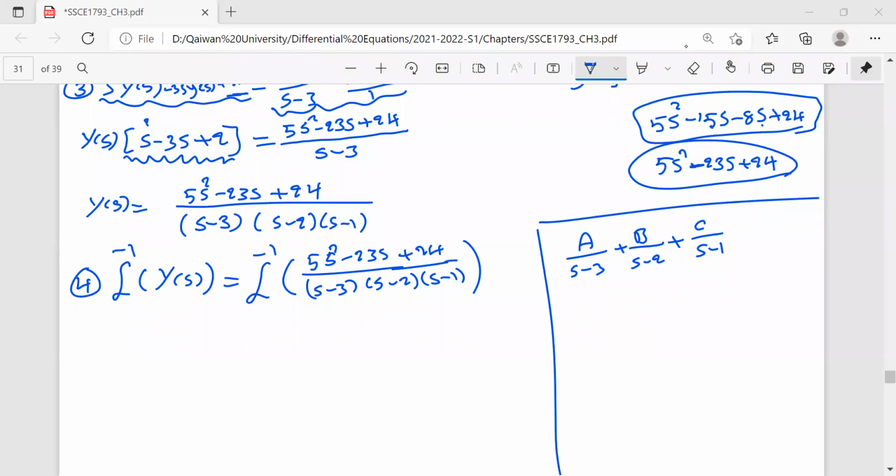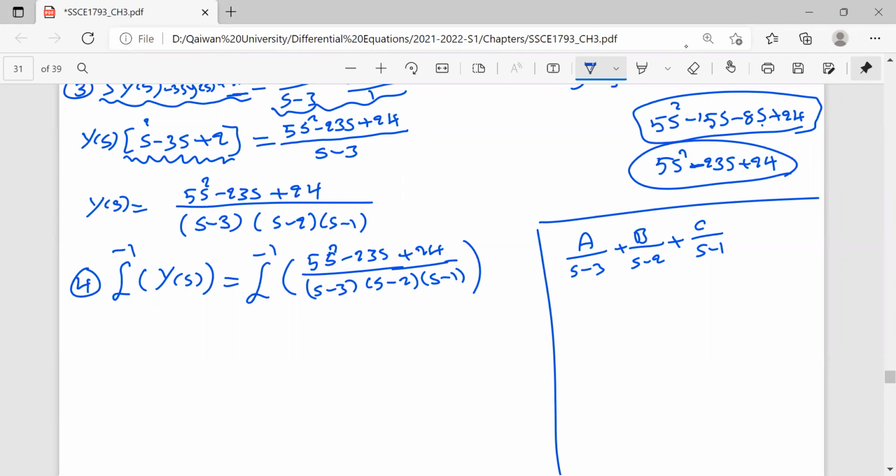Now, to find the Laplace transform for this fraction, we cannot do it directly. So we use partial fractions. We say let it equal a over the first bracket plus b over the second bracket plus c over the third bracket. And since all the brackets are linear, we just use a, b, and c in the numerators.